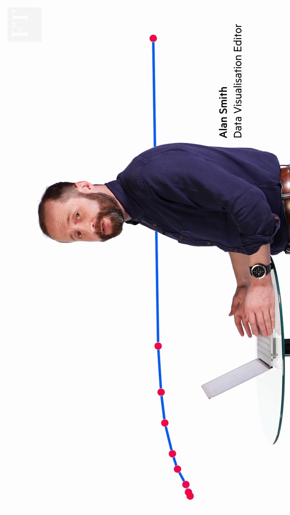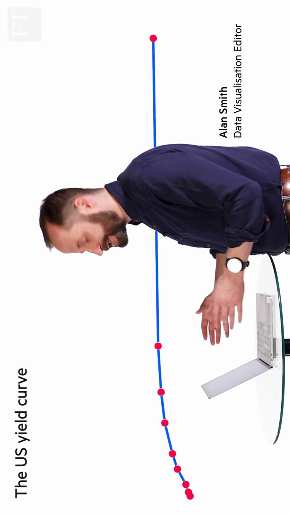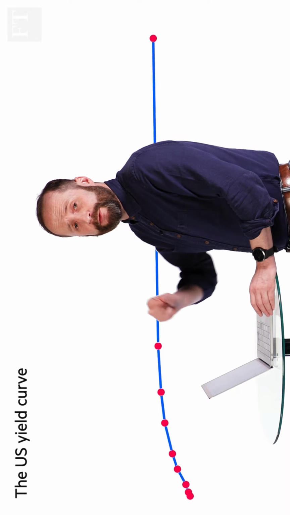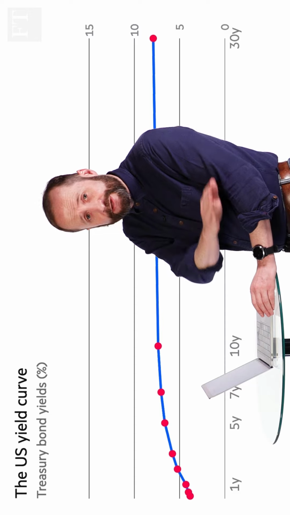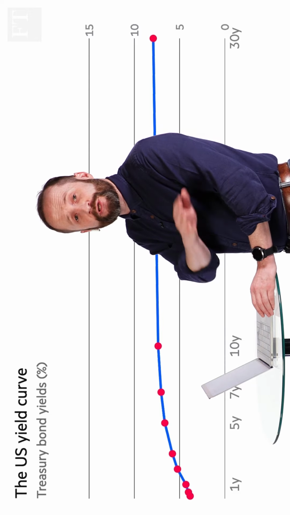This is the mysterious music of the yield curve. It's a chart that analysts use frequently to predict what might happen to the economy. And it's actually quite a simple chart. The y-axis just shows the interest rate, and the x-axis shows us for each bond what its maturity date is.